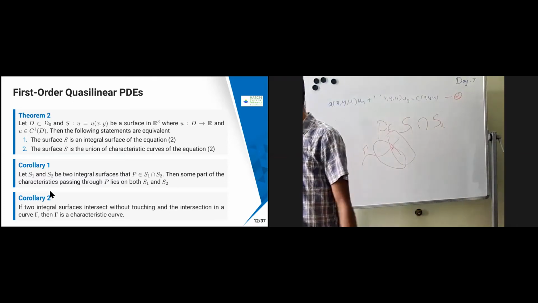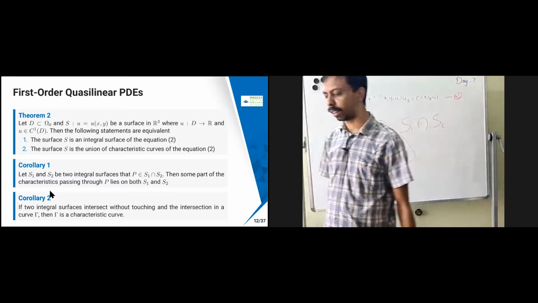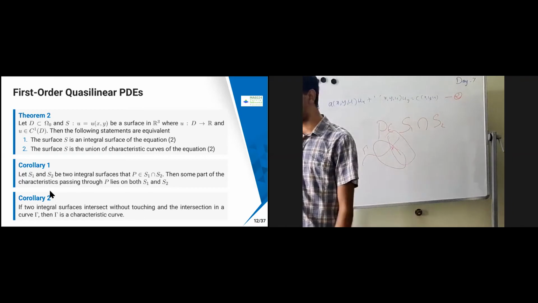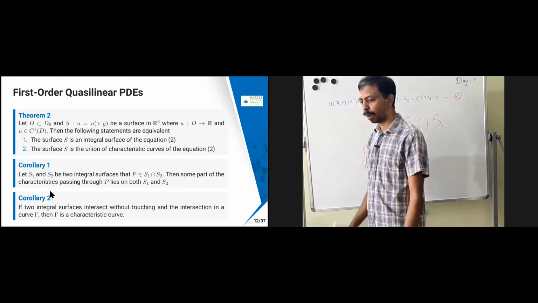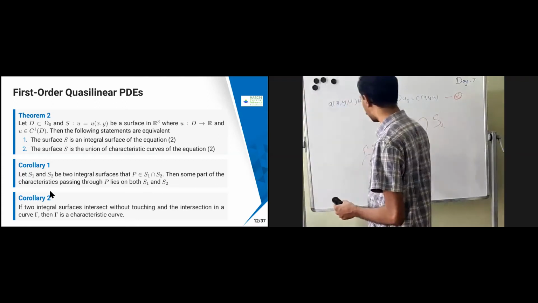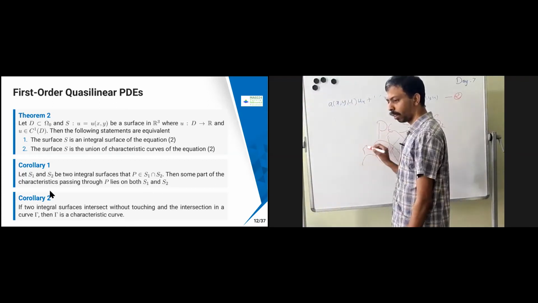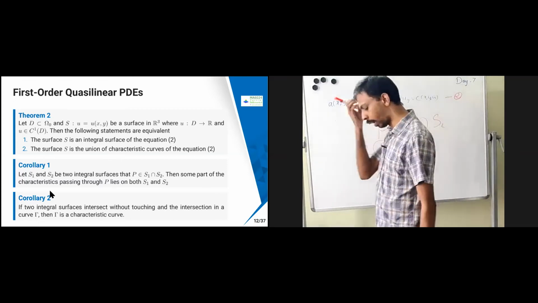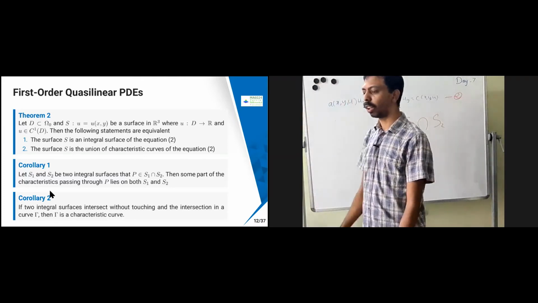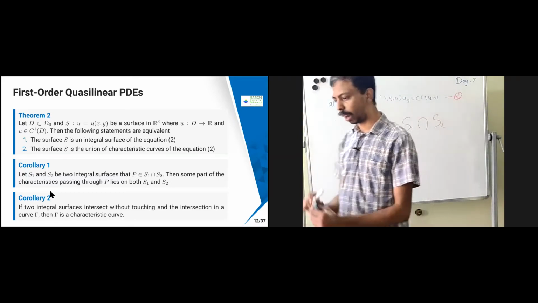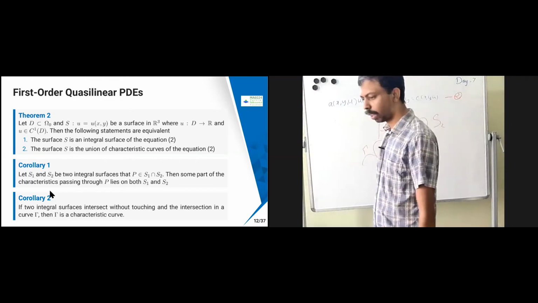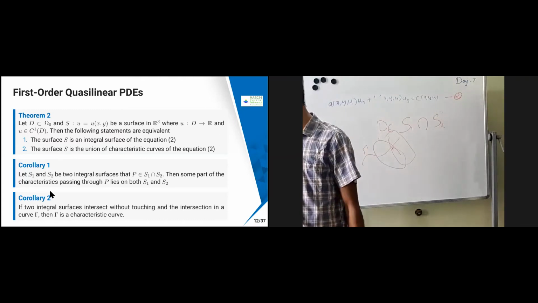If two integral surfaces intersect without touching, and the intersection is a curve gamma, then gamma is a characteristic curve. Without touching means they are not going to touch each other, and the intersection is only in a curve. Then that gamma is a characteristic. This is also again a simple result.